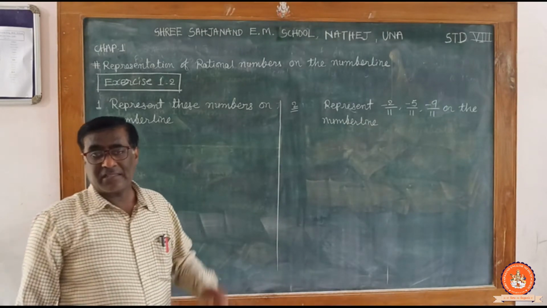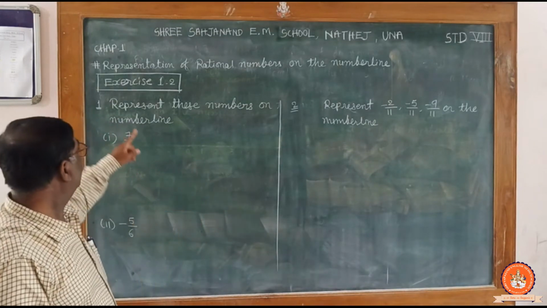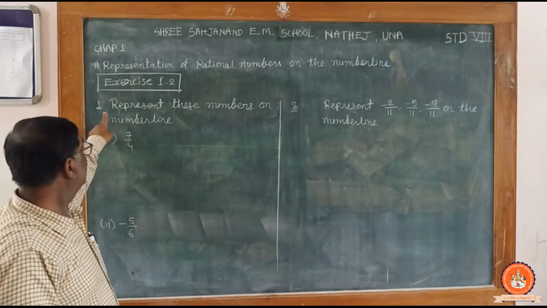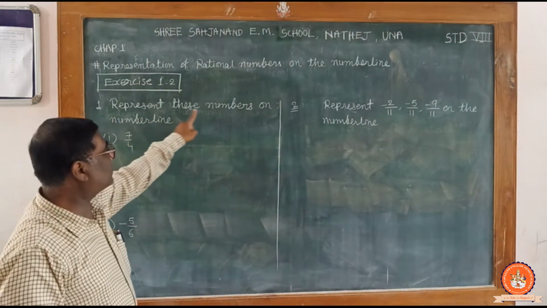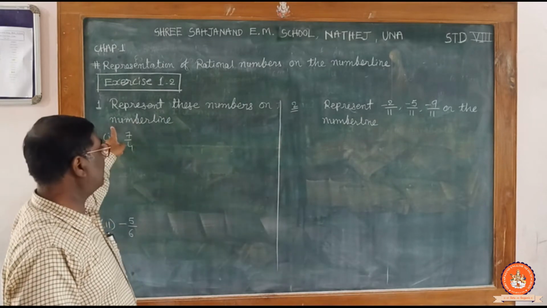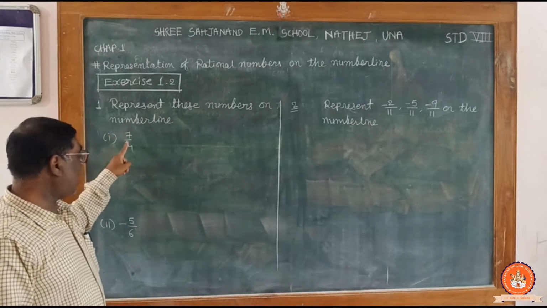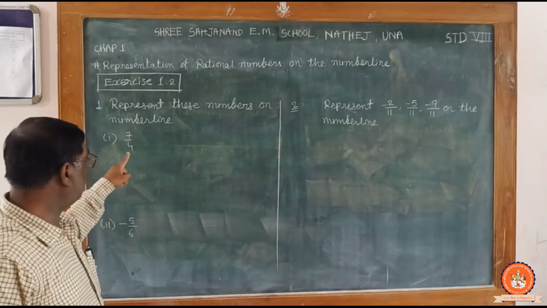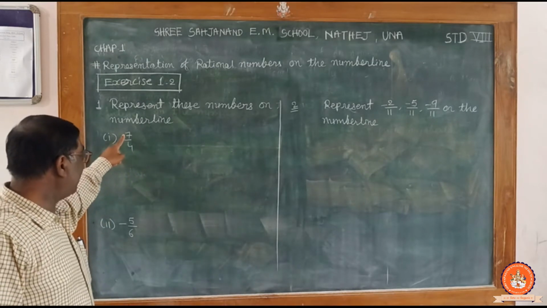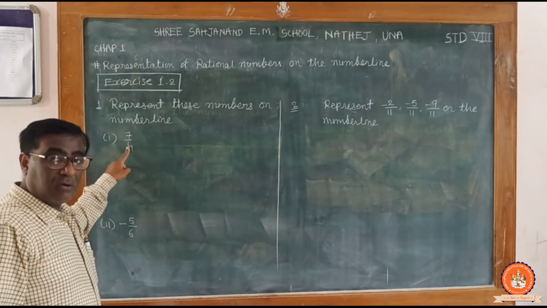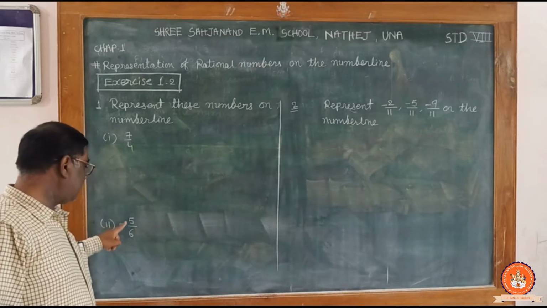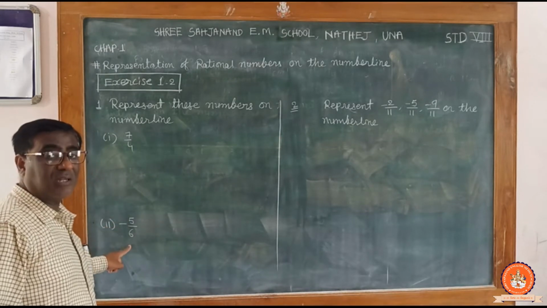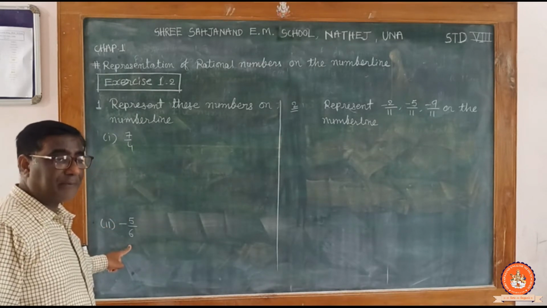Okay, exercise 1.2. Question number 1. Represent these numbers on the number line. Okay, so as per question number 1, we have to represent minus 7 by 4 on one number line and then minus 5 by 6 on the other number line.